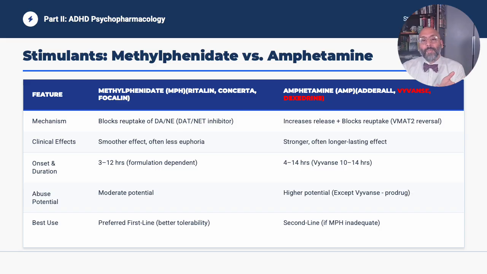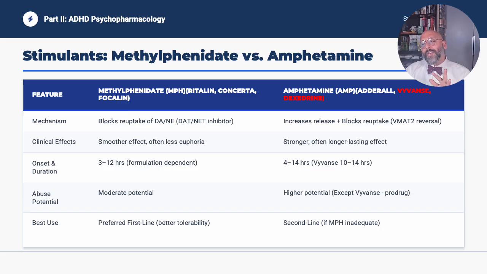So what patients actually report on methylphenidate is often things like clearer thinking, better task initiation, less emotional intensity, less buzziness, less euphoria. And that's why methylphenidate is often better tolerated if the patient has anxiety or some mood lability, in patients that are sensitive to overstimulation. Patients on amphetamines may report stronger focus, more sustained energy, greater productivity, but they're also going to report higher incidence of appetite suppression, insomnia. You'll notice more irritability and emotional flattening if they're overdosed.